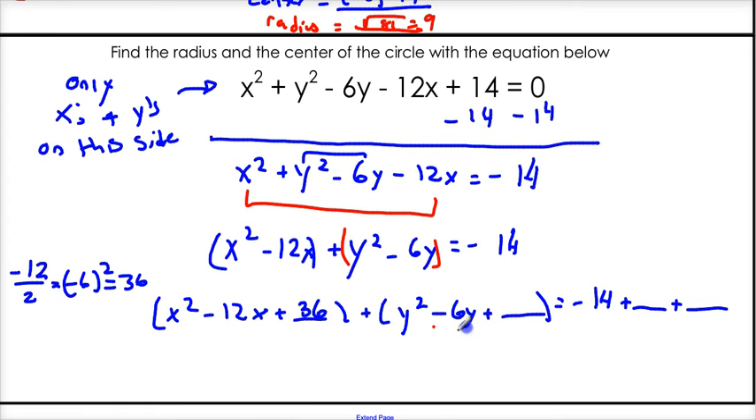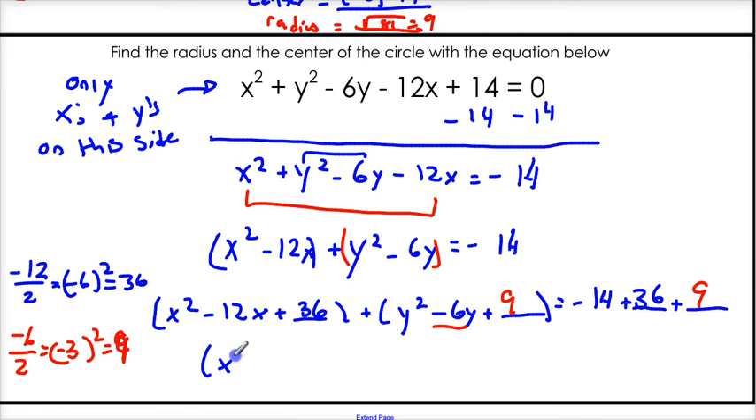We're going to take negative 6 over here. Negative 6 divided by 2, we get negative 3. Squared, we get 9. And we're going to add those two numbers over. So we get 36 and we get 9 over here. All right. Now we can factor it.